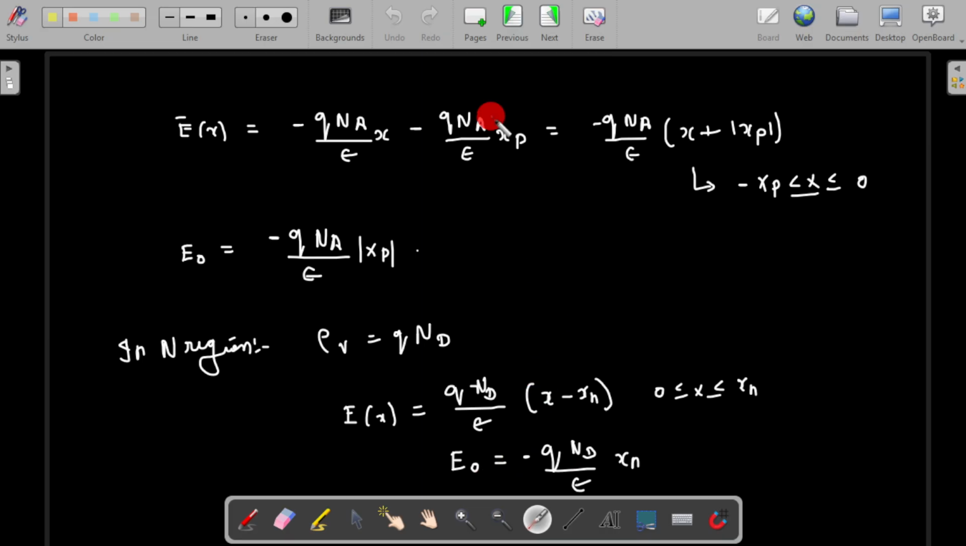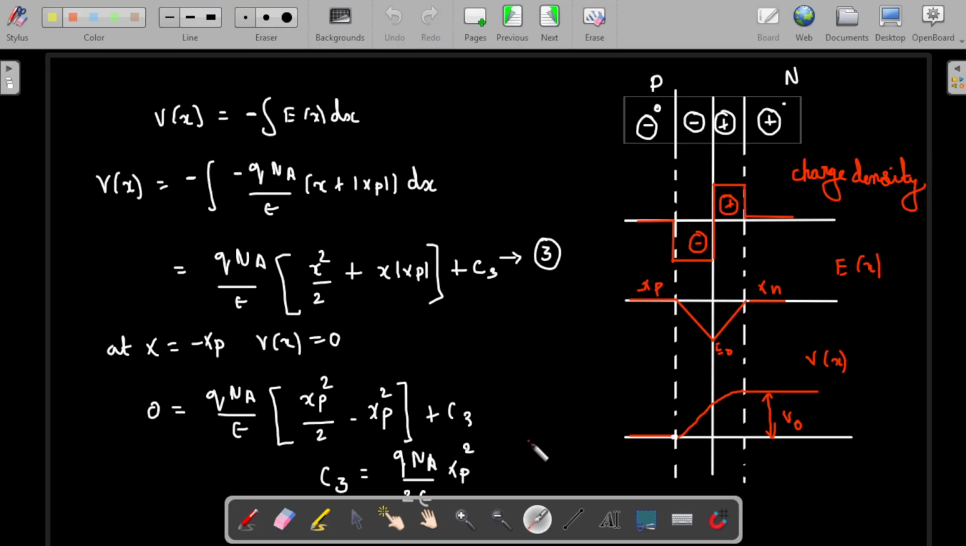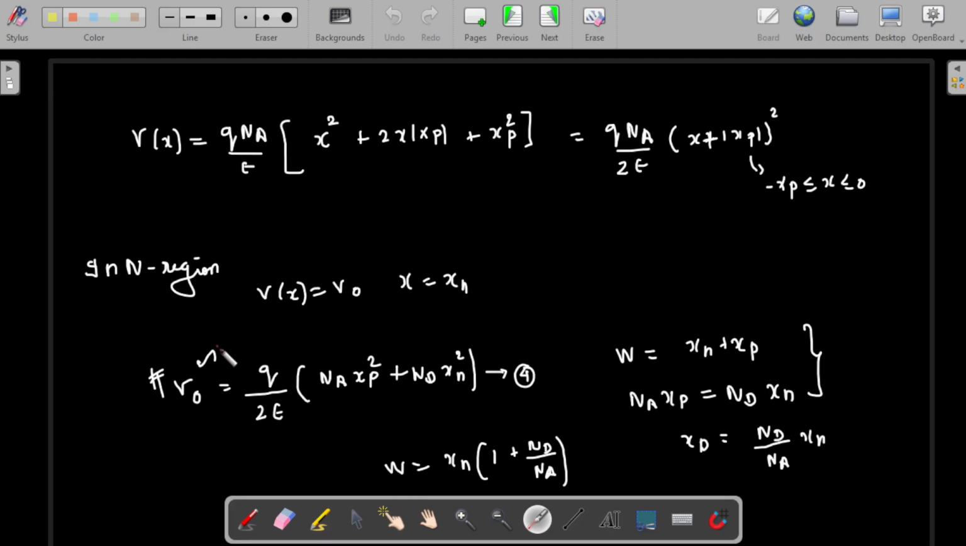Then E0 can also be found out when x is equal to 0. And from this equation, if we negatively integrate the E of x, then we can get V of x. So then V of x can also be found out in both regions, that is x is equal to minus xp in the P region and x is equal to xn in the N region. So in the N region, we will be getting some xp, xn, both are related in this term. So we already know this equation.